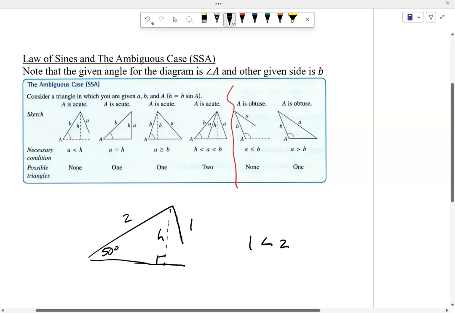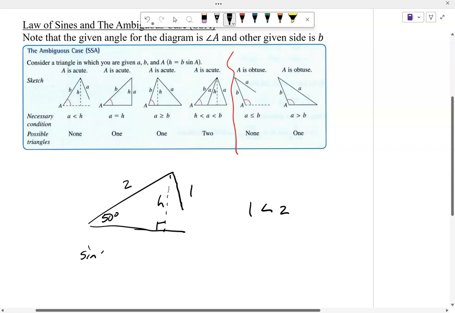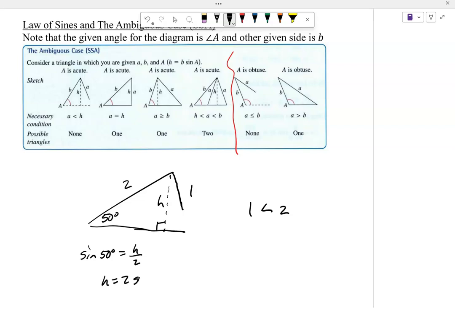If you draw the height in here and you solve for that, the sine of 50 degrees is H over 2. So H is 2 sine of 50. So the H here is 1.53. Can you see how the A, which is 1, is less than the height, 1.53, this height right there? So it cannot attach. It's too short to attach. Okay, so it cannot make a triangle. That's why it doesn't work. That's why you get that no solution situation, right?